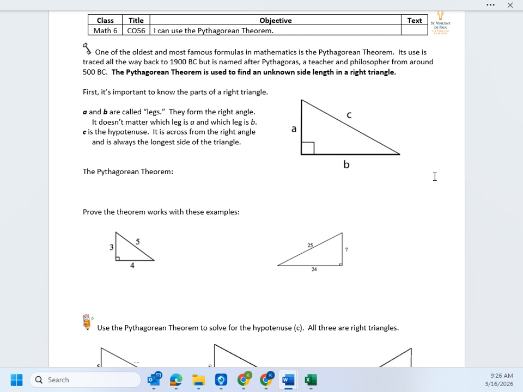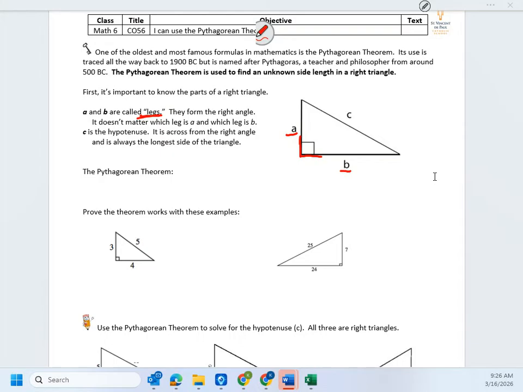So first, it's important to know the parts of a right triangle. These parts all have names. So we have our right angle right there, where you see the little box, 90 degrees. That we know is our right angle. The two sides that make up that right angle are called legs. So that is our A and B. A and B are the legs. They join to make a right angle.